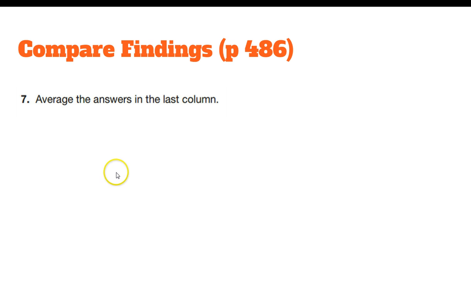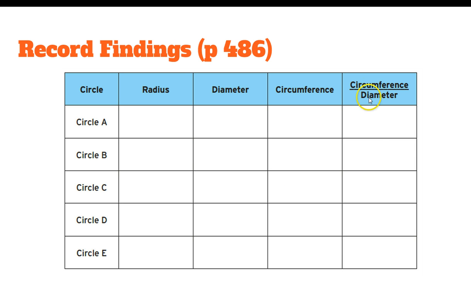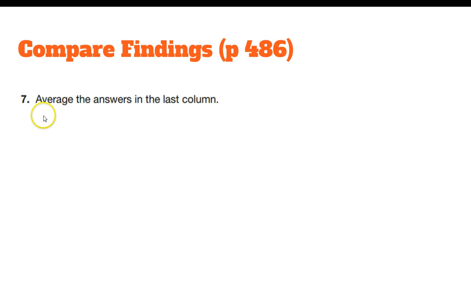I want you to average the answers in the last column. So in the last column, you should have 5 different answers. Add them all together and then divide by 5, and then I want you to write that down right here under number 7 on page 486. Average the answers in the last column.